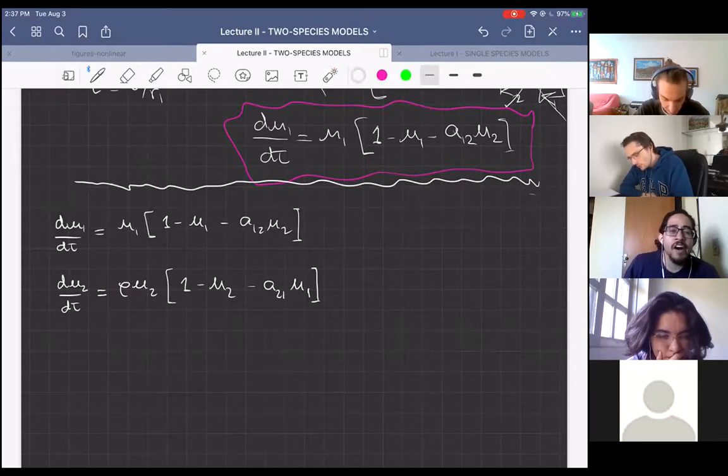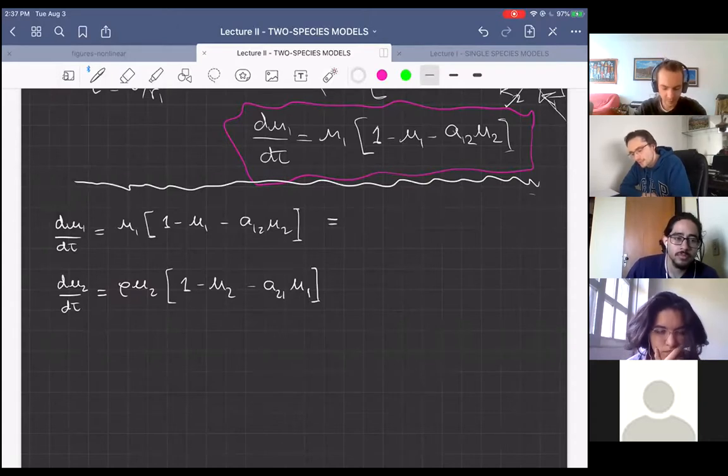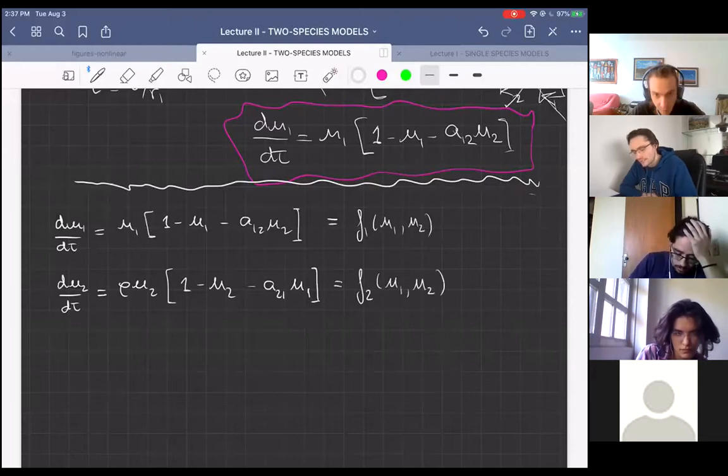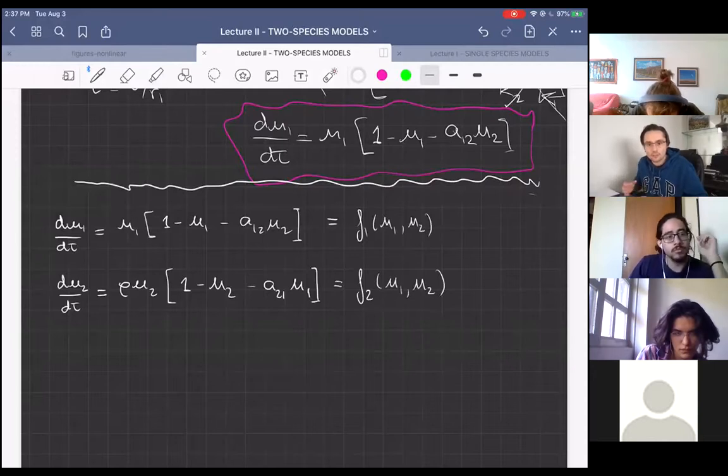So now what we're going to do is repeat the analysis that we did yesterday for one-dimensional systems. I'm going to call this function f1 of u1, u2 and this function f2 of u1, u2, and we are going to analyze this system in a while. Before doing that, I want to know if you guys have any questions that you want to ask.